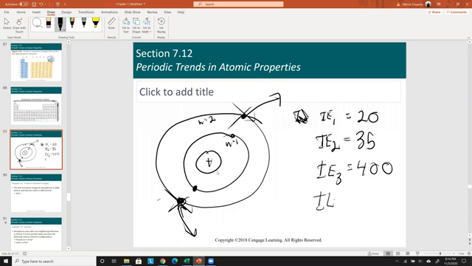And then for the fourth ionization energy, which is another electron on that same level, it would be a little bit higher, maybe like 600. So does that make sense? Why are there these big jumps?